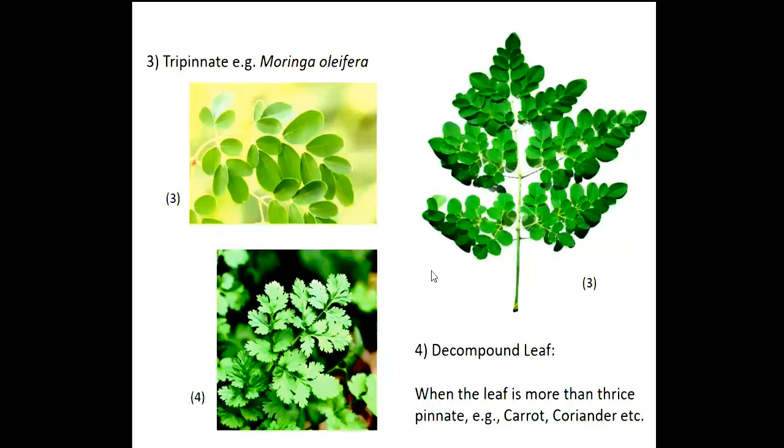When the pinnation is more than thrice, that is the decompound leaf. Up to thrice, we are calling it tripinnate compound leaf, and more than that, we will call it decompound leaf.